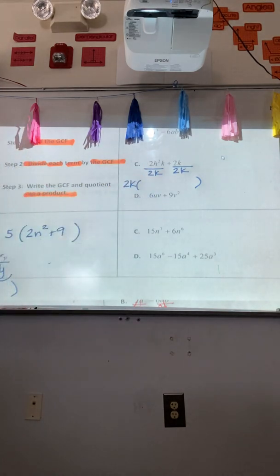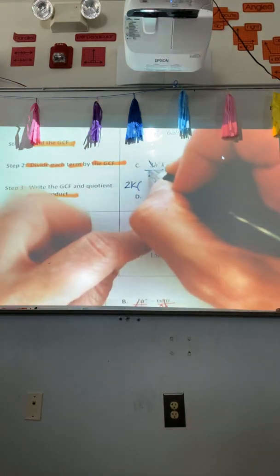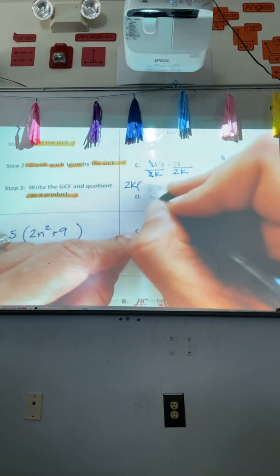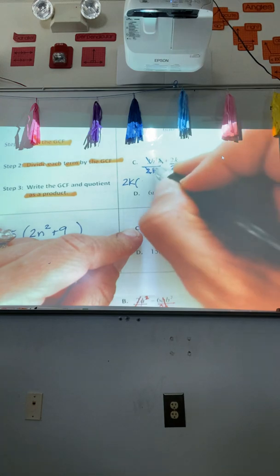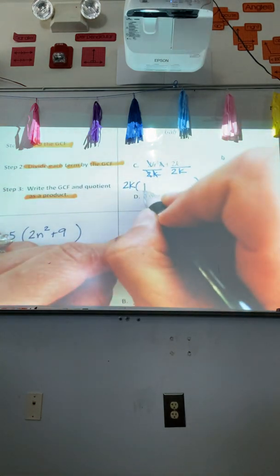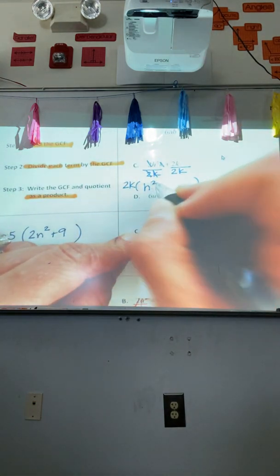So 2 divided by 2 is 1. You can write your 1 or you don't have to. The k's cancel, so what's left? h squared. There's no 2 left.